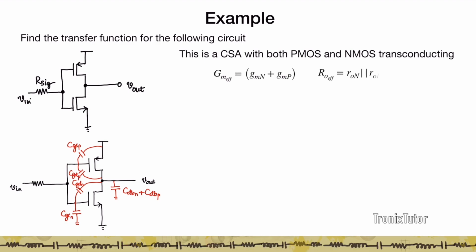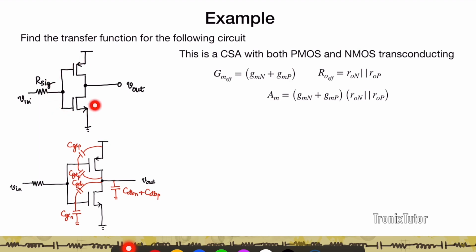So what I'm going to do is I'm going to try and see what would be the equivalent circuit, if you will, for a single transistor, right? So if I'm going to convert that to a single transistor, that transistor is going to have an effective transconductance of Gm effective given by the sum of Gmn and Gmp because both transistors are transconducting. Similarly, the effective Rout of the circuit is Ron parallel Rop, and so therefore the midband gain, as we have calculated before, is going to be given by Gmn plus Gmp into Ron parallel Rop.